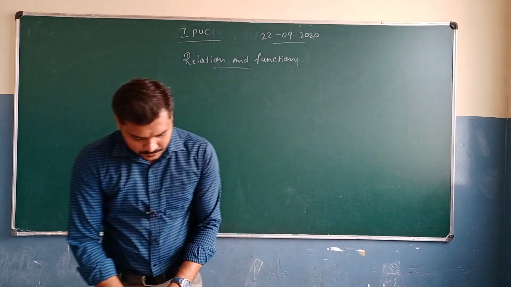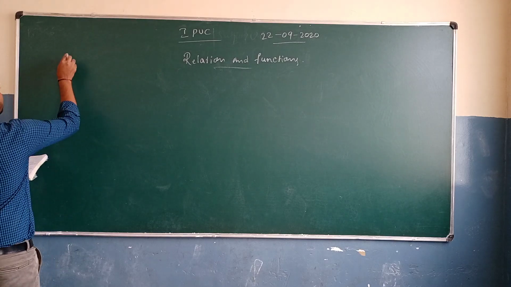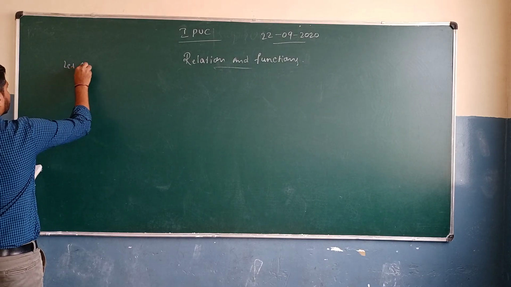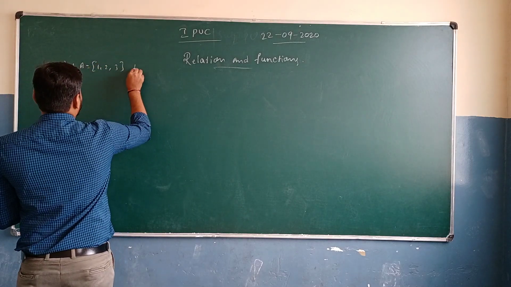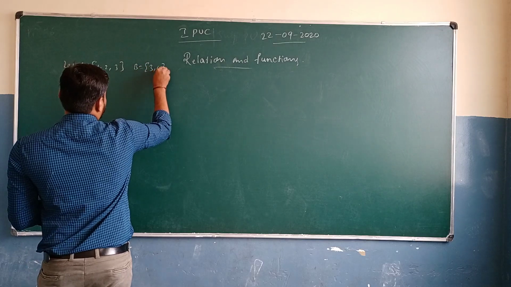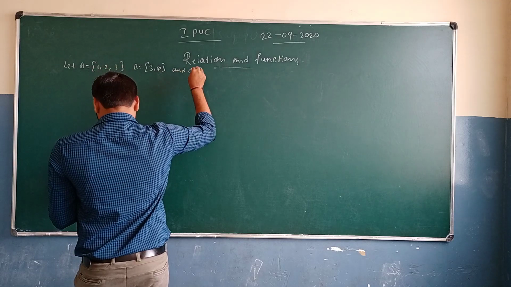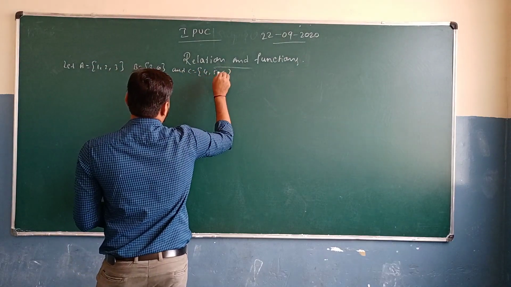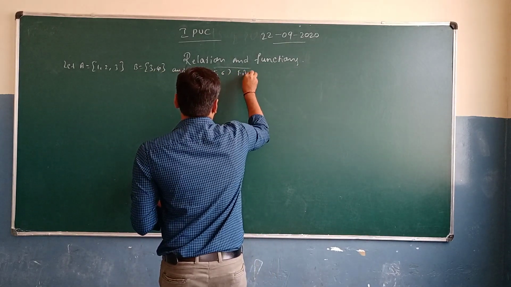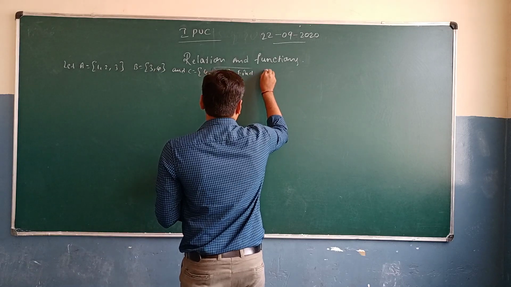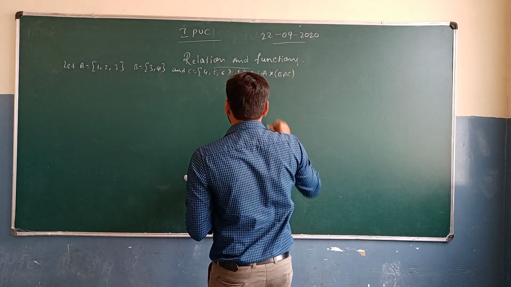Okay, so the next one is: let A is equal to {1, 2, 3}, B is equal to {3, 4} and C is equal to {4, 5, 6}. Find the following. The first one given is A cross B intersection C.